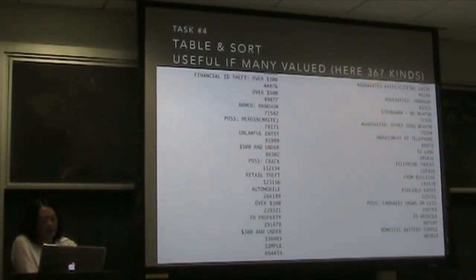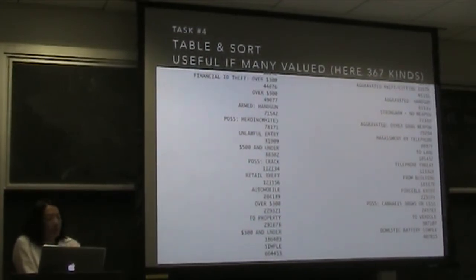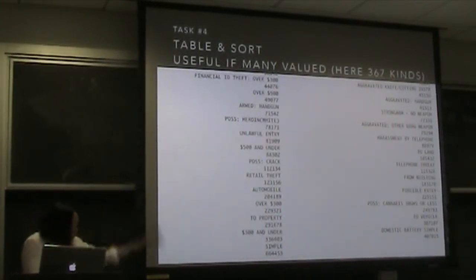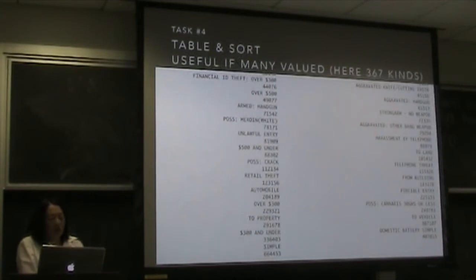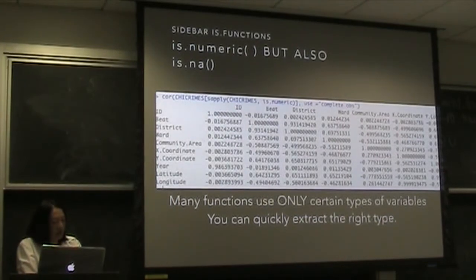This one has 367 kinds here. I can't even see the first one. This is where a table with a sort is useful, because now I can pick it out very quickly. If you've got a lot of levels of a factor, think about tabling and then sorting it so that you'll see the bottom of the table. All these codes are present in the R script that I uploaded to the site.